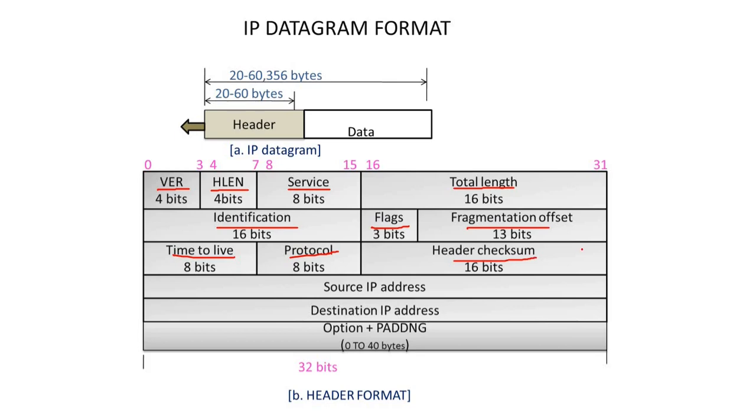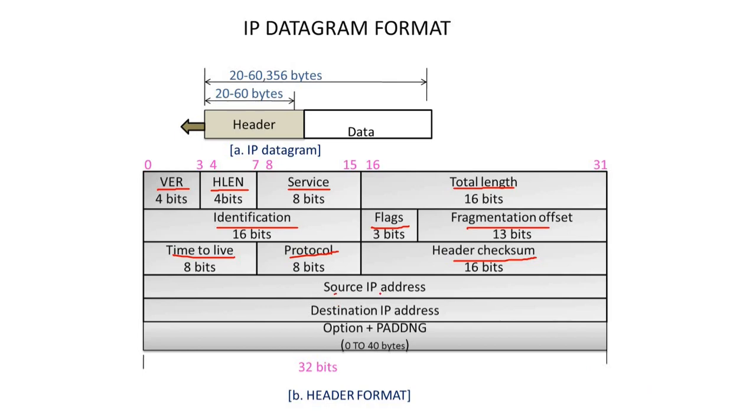Checksum is useful for error detection. So that's why we are allocating 16 bits to the header checksum. In the next unit on the link layer and services of the data link layer, we will discuss error detection and correction techniques. At that time we will discuss the checksum method in detail for error detection.